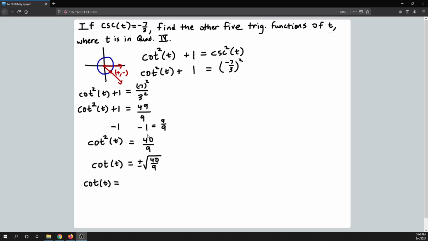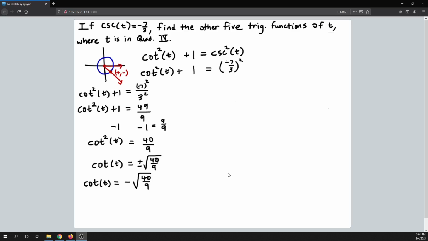And so that's where my diagram that I made at the beginning is going to come into play. So that diagram, I have to think about the definition of the cotangent. To find the cotangent of an angle, what you would do is take the first number, the x coordinate, and divide by the y coordinate, x over y, right? So the cotangent will be a positive number divided by a negative number. Well, a positive divided by a negative comes out to be a negative number. All right, so I know that the cotangent is going to be minus square root 40/9.